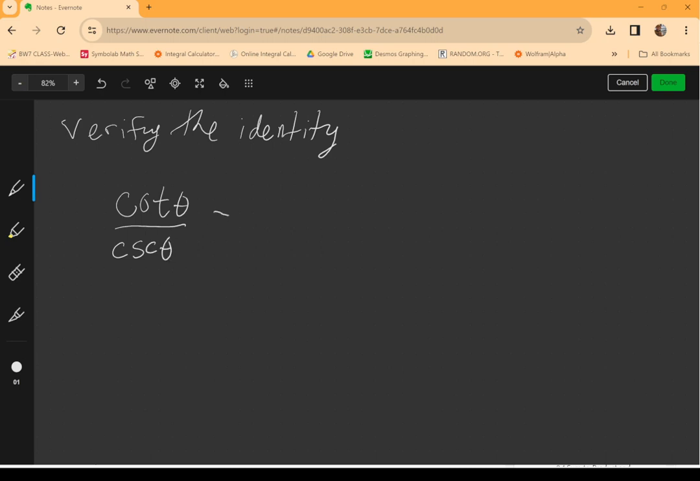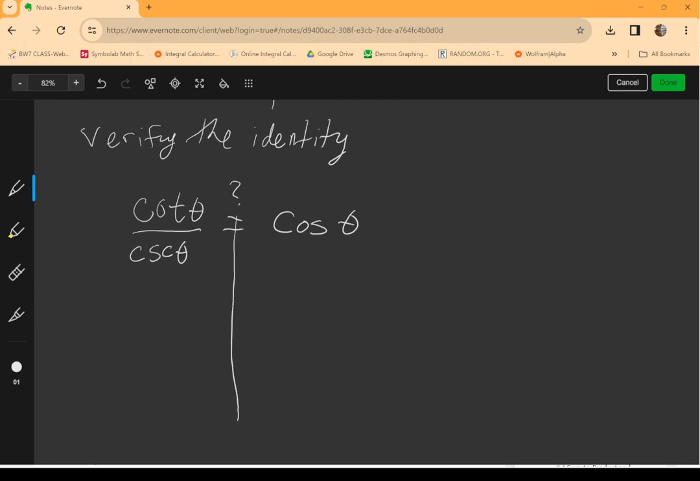So now, same goal here: verify the identity. You have cotangent theta over cosecant theta is equal to cosine of theta. Okay, and again, I'll start off with: are these in fact equal? And then draw myself just a line there down the middle.